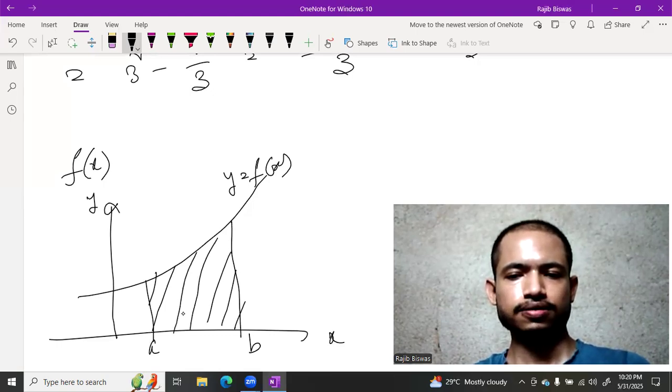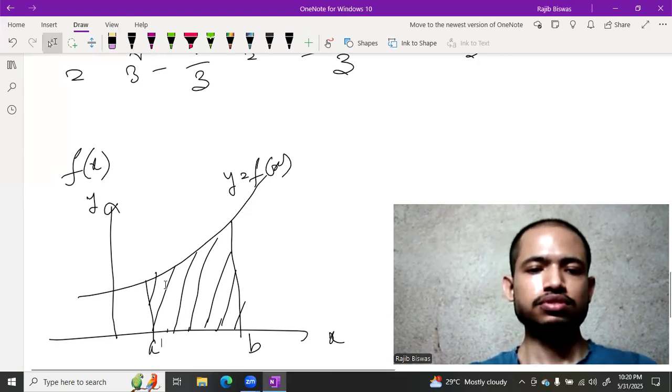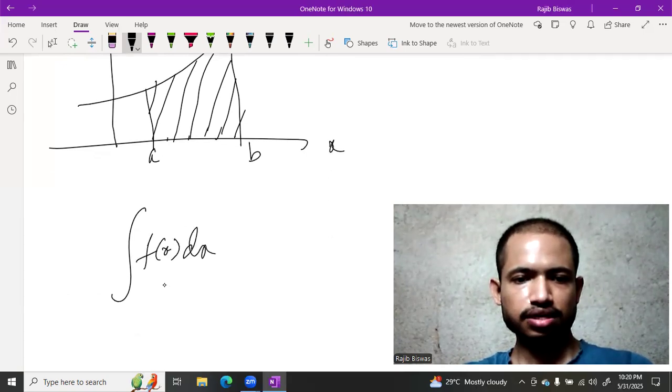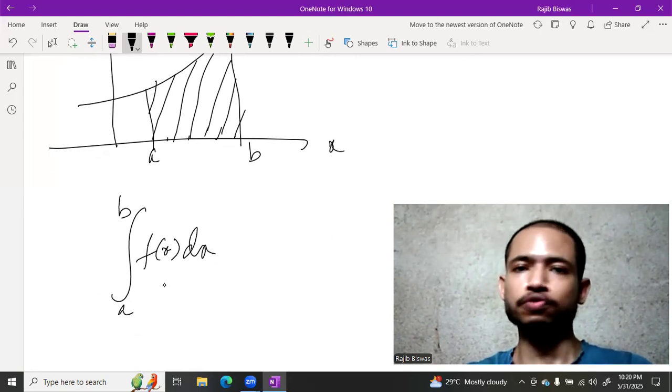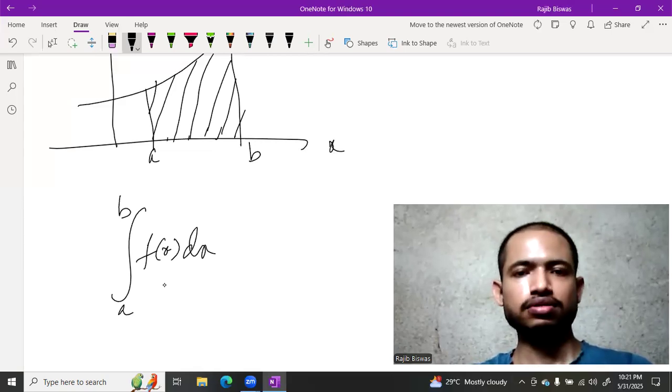Look at that. The shaded region is the bounded region, and this area can be found by calculating the definite integral of f(x) dx from a to b. Simple as that. And this is a very powerful tool to find the area of various regions under the curve of a function.